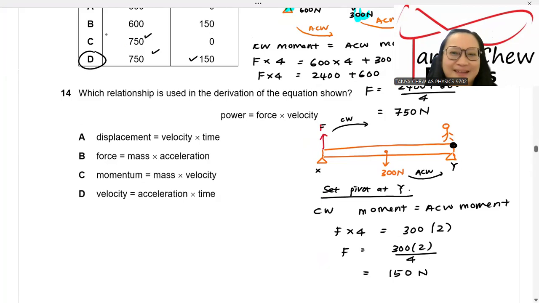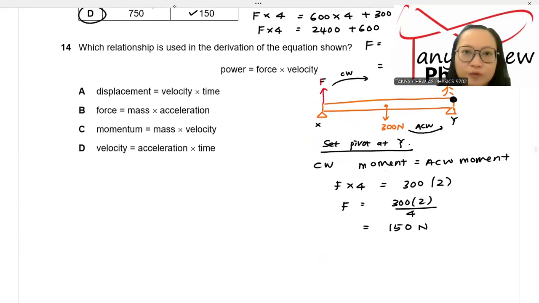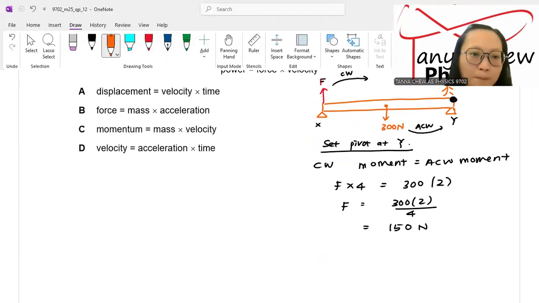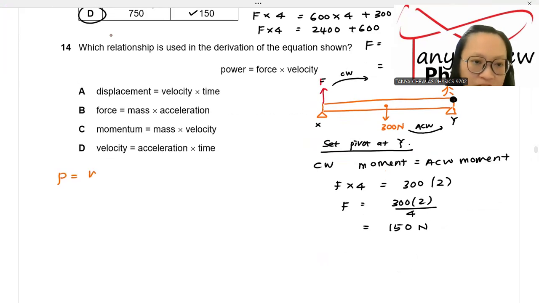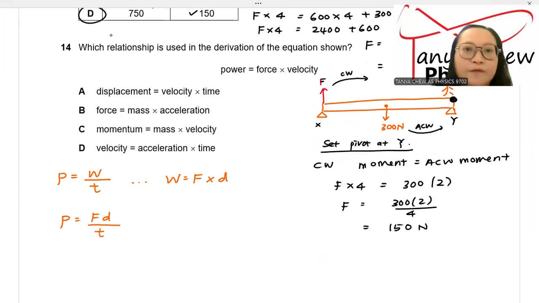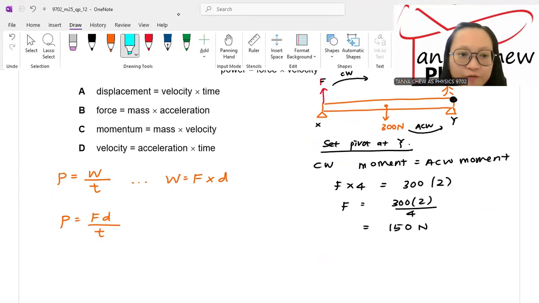Not easy, right? Number 14, which relationship is used in the derivation of the equation shown? Power is equal to force times velocity. First of all, we derive the equation of power. Power is defined as work done over time, and work is defined as the force multiplied by the distance moved in the direction of force. So force multiplied by the distance moved in the direction of force, divided by time. I want you to see this very carefully.